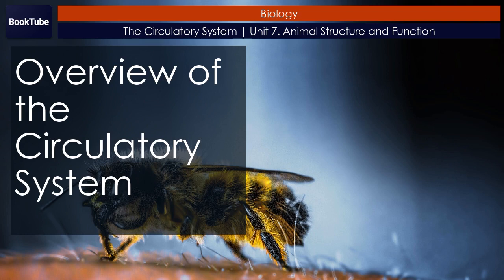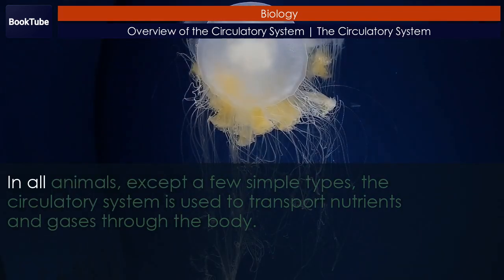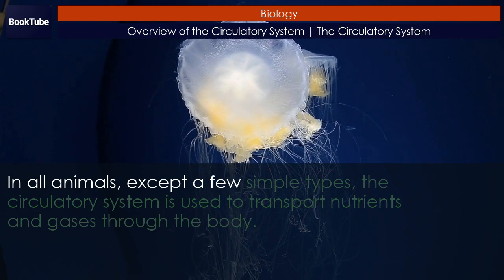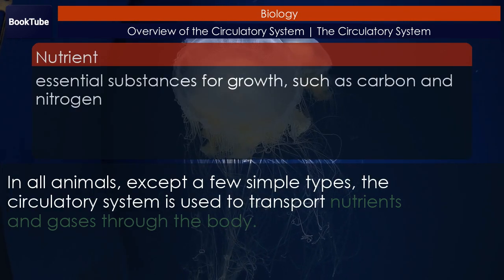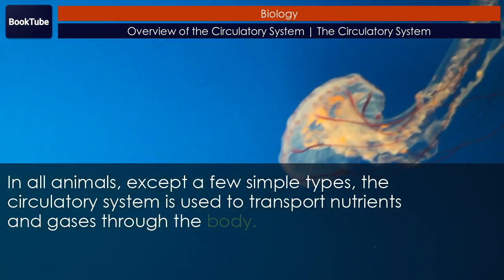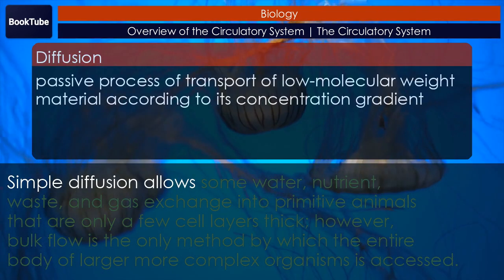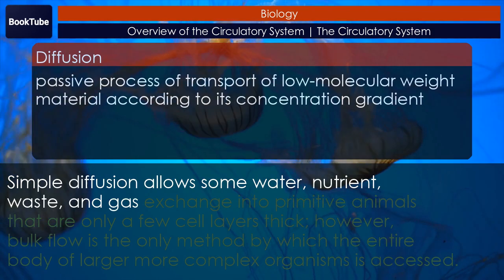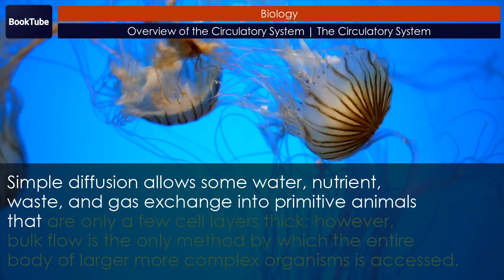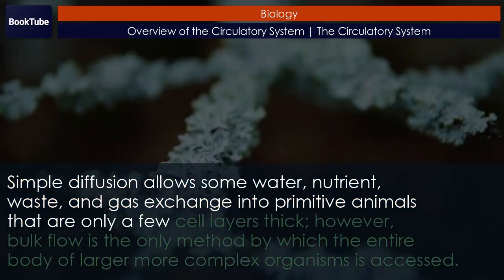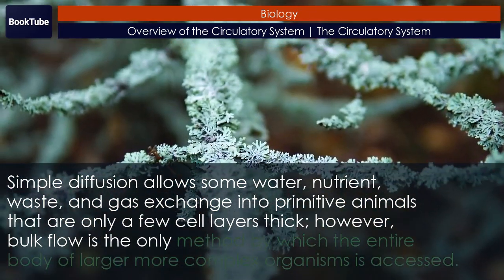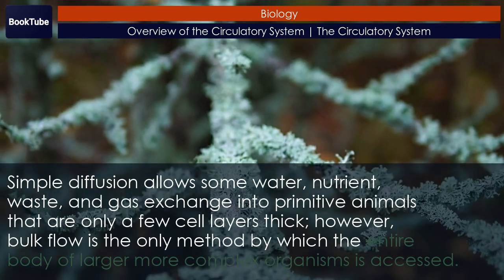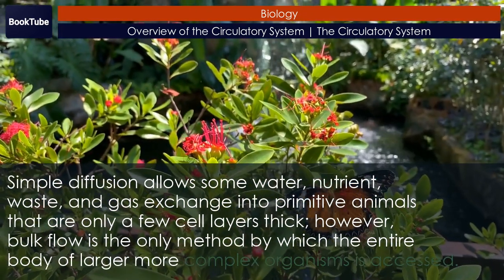Overview of the circulatory system. In all animals, except a few simple types, the circulatory system is used to transport nutrients and gases through the body. Simple diffusion allows some water, nutrient, waste, and gas exchange into primitive animals that are only a few cell layers thick. However, bulk flow is the only method by which the entire body of larger, more complex organisms is accessed.